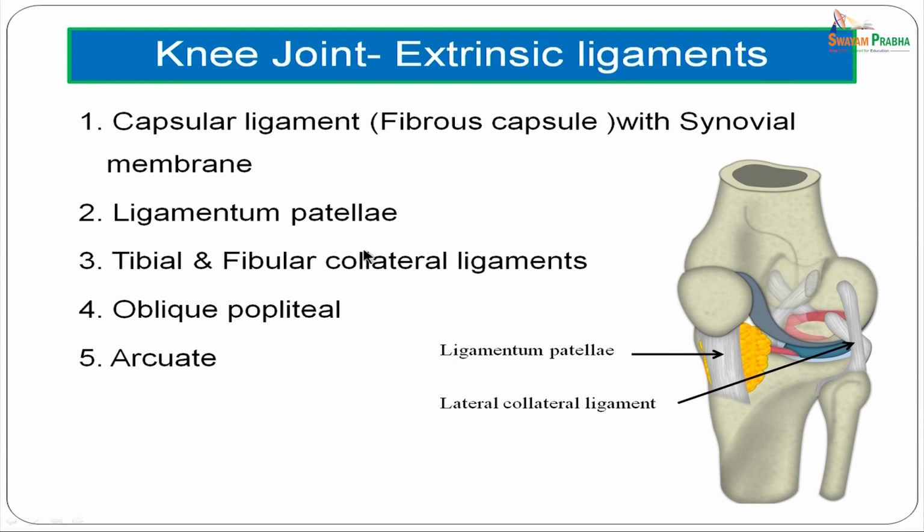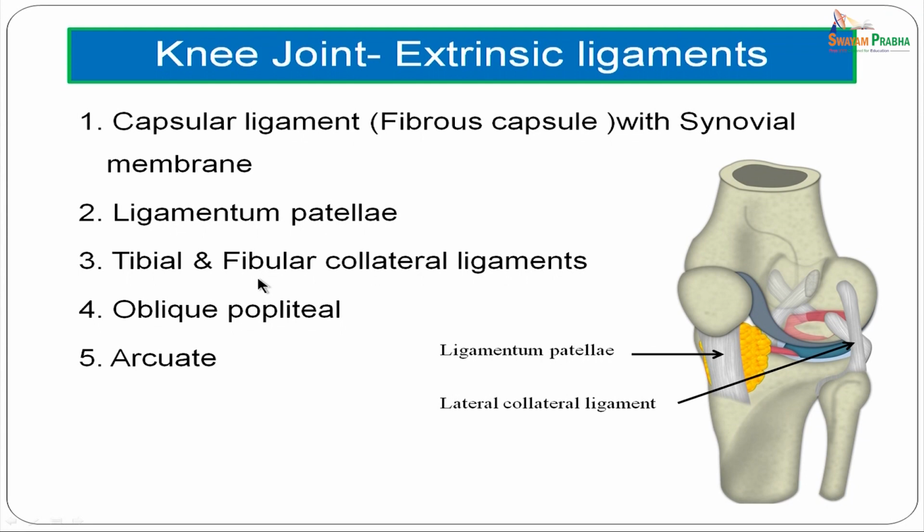The extrinsic ligaments include the capsule or the capsular ligament along with its synovial membrane, the ligamentum patellae, the tibial and the fibular collateral ligaments, the oblique popliteal ligament, and the arcuate ligaments. These are the extrinsic ligaments which reinforce the capsule from the outer aspect.